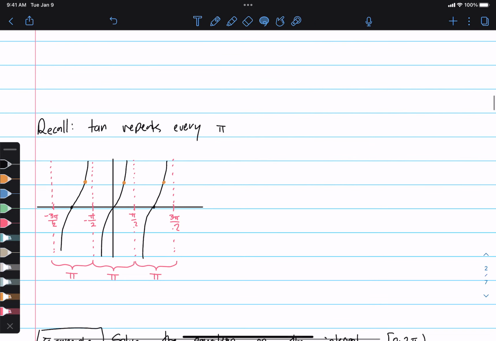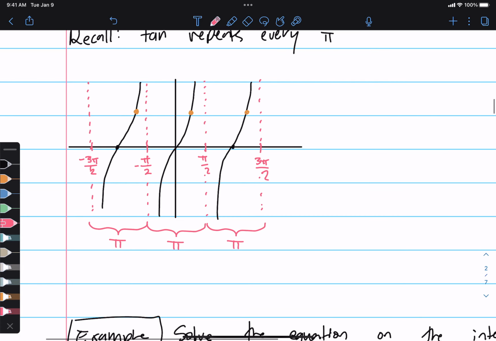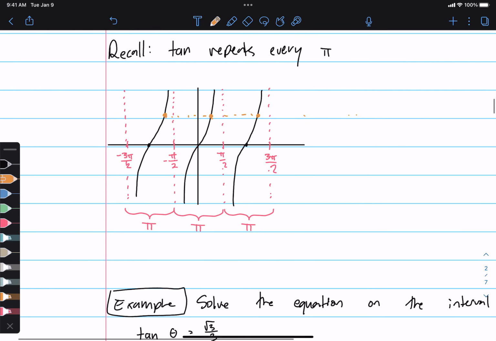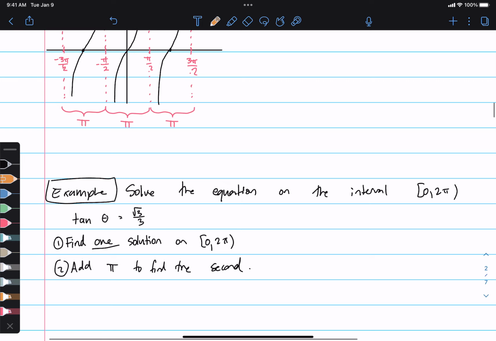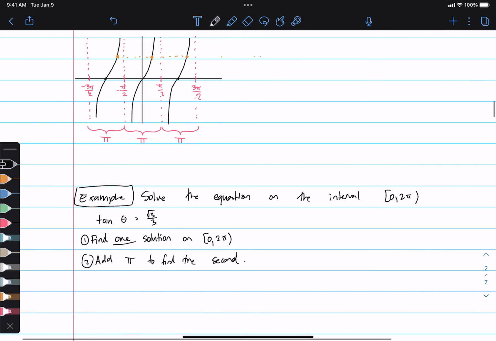So moving on to our next topic, we're going to recall that tangent repeats every pi values. So it has asymptotes every odd pi over 2. So we have pi over 2, negative pi over 2, negative 3 pi over 2, 3 pi over 2. The distance between all of these is pi, and we know that at every pi interval it's going to repeat itself. So solving tangent is actually a bit easier. We only need to find one solution on the unit circle, and once we have that, we can find the other by adding pi.